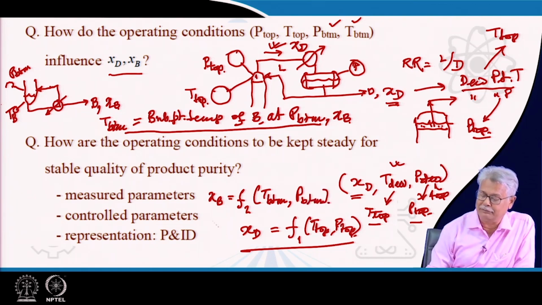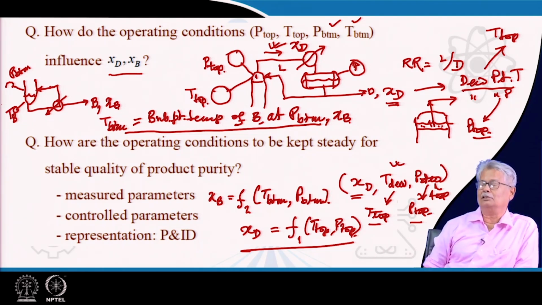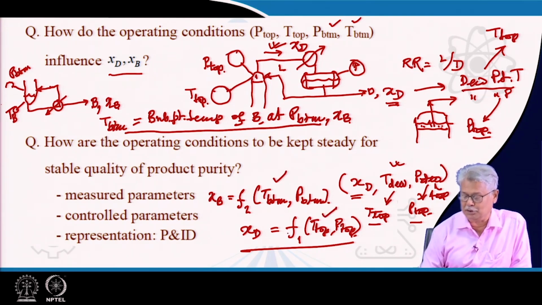So, I believe you now have an idea that if you would like to change the top composition XD and the bottom composition XB, one of the ways is to change T bottom and T top.